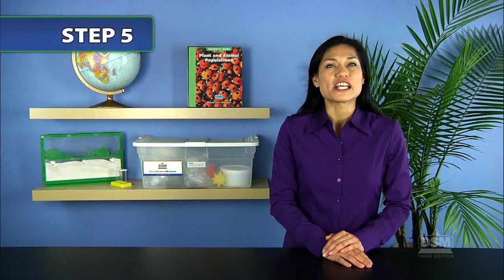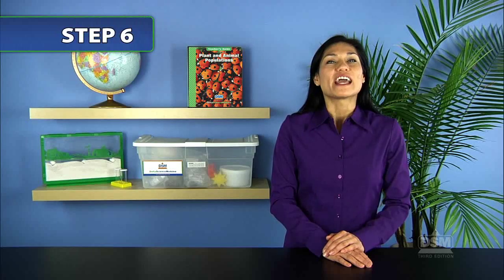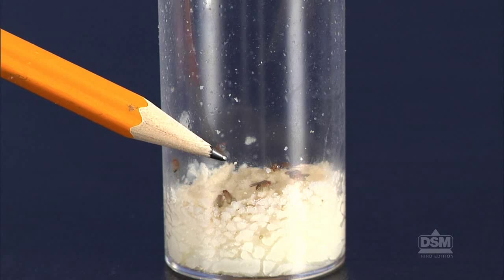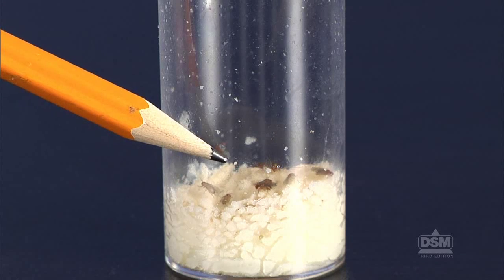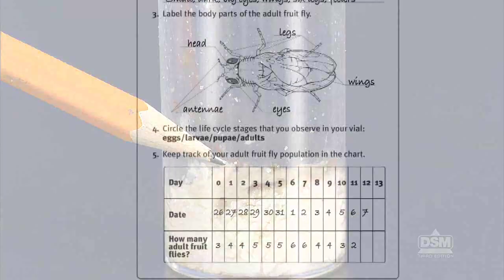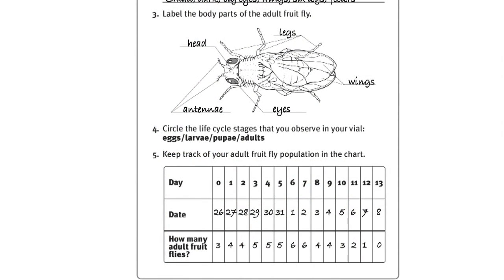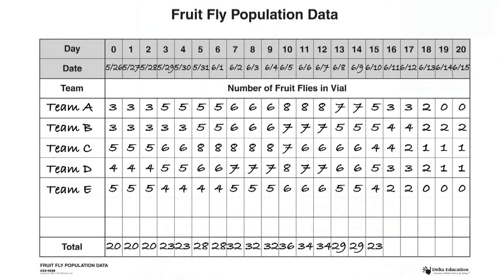Collect the magnifiers and return them to the kit. Store the fruit fly vials in a place in the classroom where they will be out of direct sunlight and away from a heat source. Finally, every day or 2 days for the next several weeks, have students observe the fruit flies in their vial, count the population of adult fruit flies, and record their data in the chart on the activity sheet as well as on the classroom fruit fly population data chart.